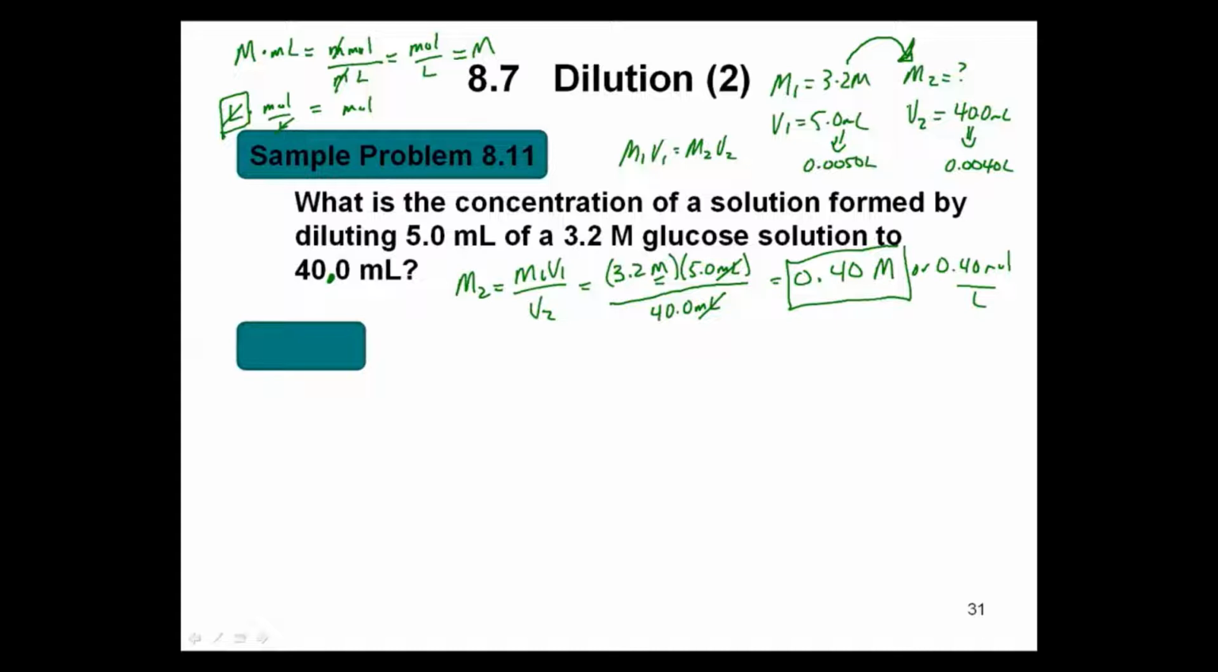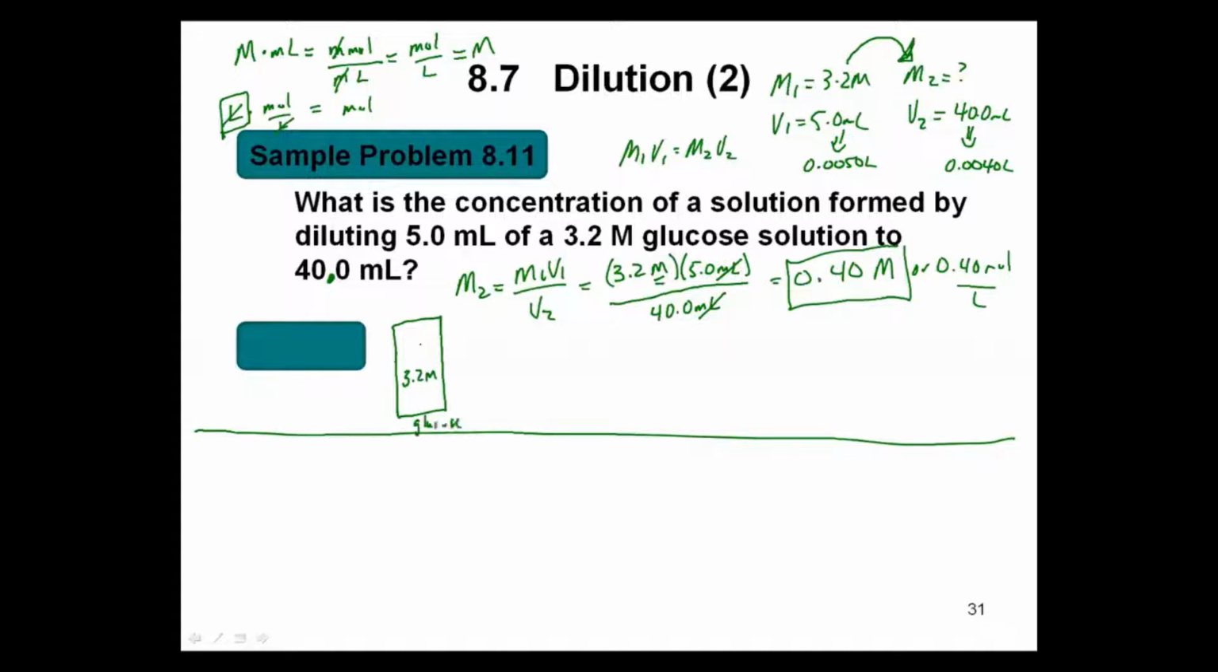Question on that one. So just so we're clear, if we were to make this actual solution, what we're really doing here is, like a line right there. All right. So what we're doing here is we basically have a bottle that has a molarity of 3.2 molar of glucose.